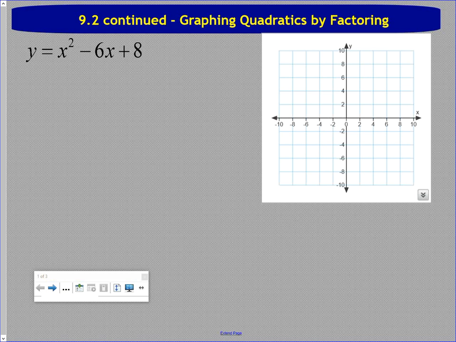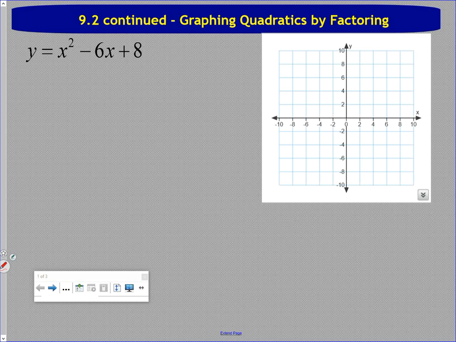I wanted to just give you guys some more practice at factoring to graph quadratics, so I'm going to do 3 of them here for you. Follow along if you can, pause the video as you go, and then you guys just have a practice worksheet when I'm done. So, first one we're looking at is y equals x squared minus 6x plus 8.